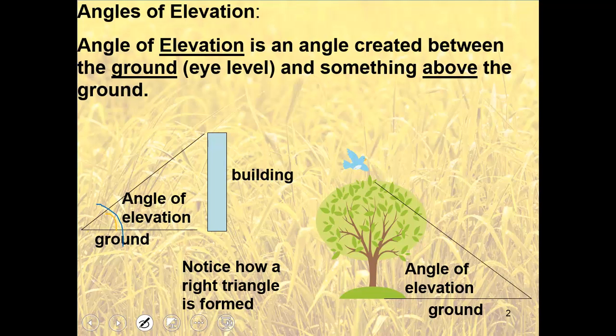So it's between the ground and the line of sight. Okay? The angle is the angle that is made with the ground. Notice how in both cases, here is the angle of elevation, here is the angle of elevation. Notice how a right angle is formed here. That's useful for these trig functions. Angles of elevation and angles of depression form right triangles with the thing being spotted. All right?